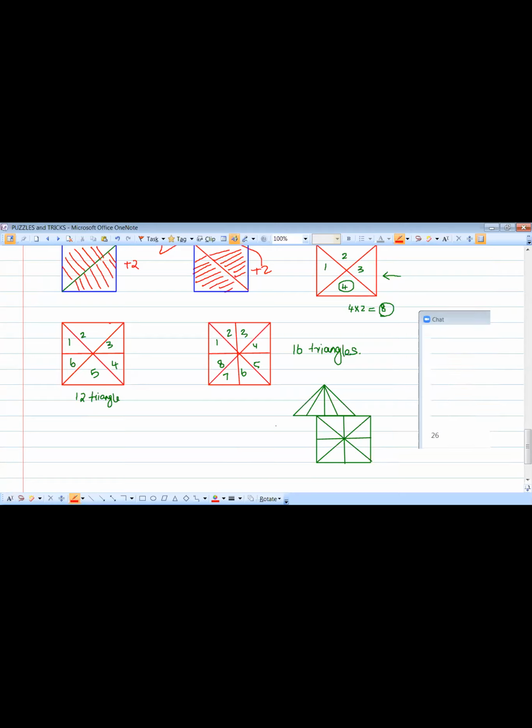Because here 1, 2, 3, 4, 5, 6, 7, 8. Then we will write 1, 2, 3, 4. So here we will get 10 triangles. Here we will get 16 triangles. So totally 16 plus 10, 26 triangles. Very good. So totally how many triangles will be there? 26 triangles will be there. Very good. So most of you sent the correct answer.